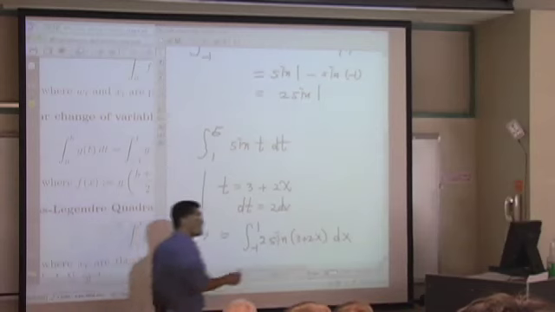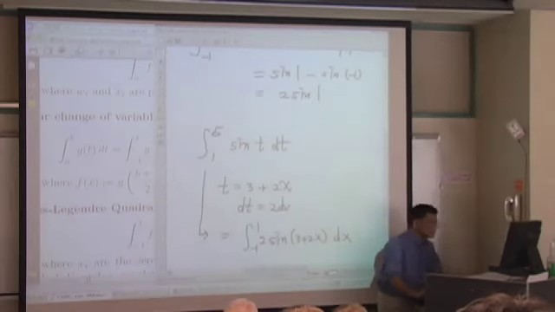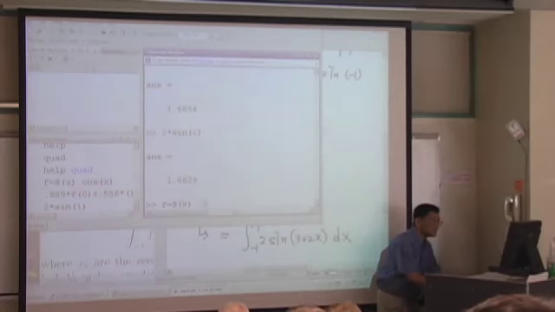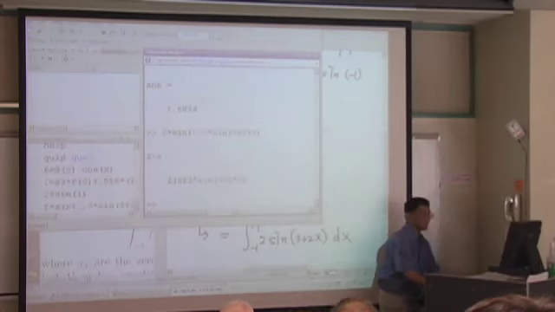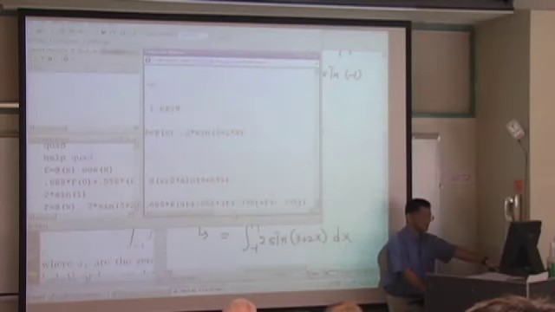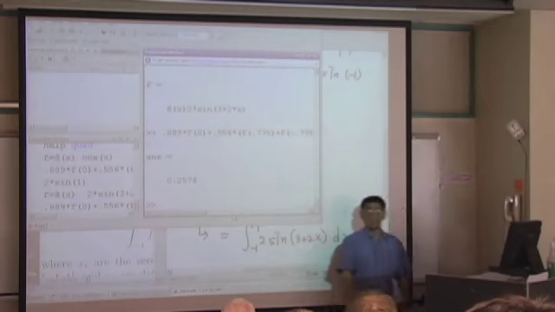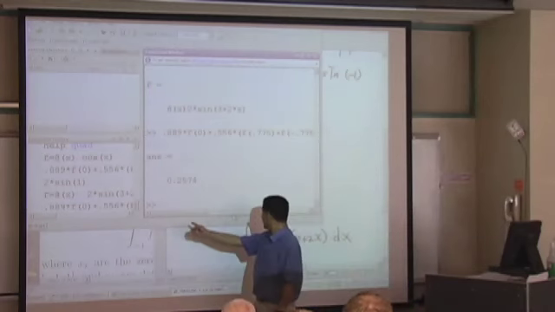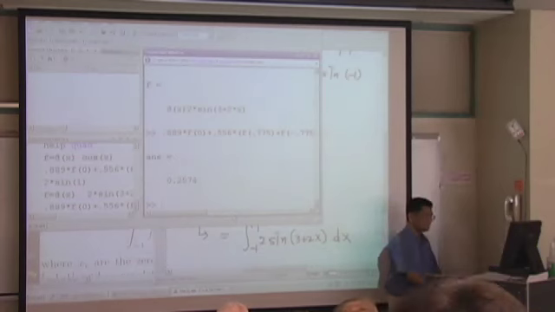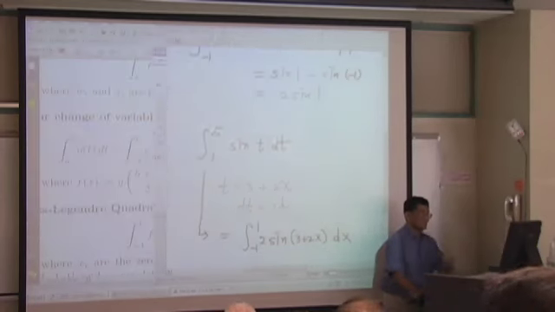Then, let's integrate this function. So f of x now equals 2 times sine 3 plus 2 times x, right? This is the f of x function. Then let's do the Gaussian quadrature to do it. So the calculation gave us 0.2574, right? This is what I get.